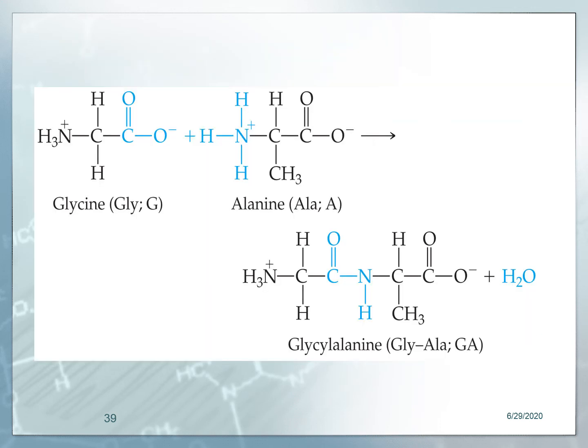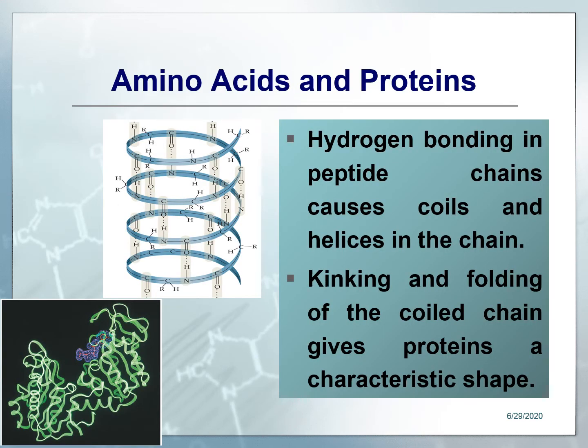This figure shows examples of amino acids, such as glycine and alanine, which link together by a peptide bond to form glycylalanine. A peptide bond is a chemical bond which attaches amino acids together. Hydrogen bonding in peptide chains causes coils and helices in the chain. Kinking and folding of the coiled chain gives proteins a characteristic shape.